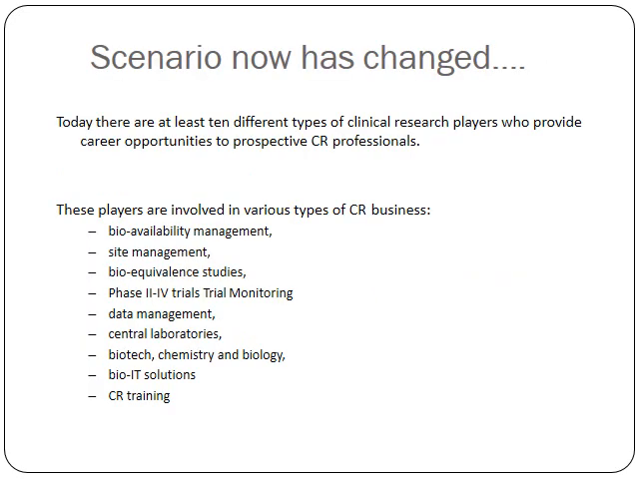But now the scenario has changed. Today there are at least 10 different types of clinical research players who provide career opportunities to prospective CR professionals. These players are involved in various types of CR business, like bioavailability management. Bioavailability management units conduct phase 1. We have site management, which is responsible for providing support to clinical trial sites.